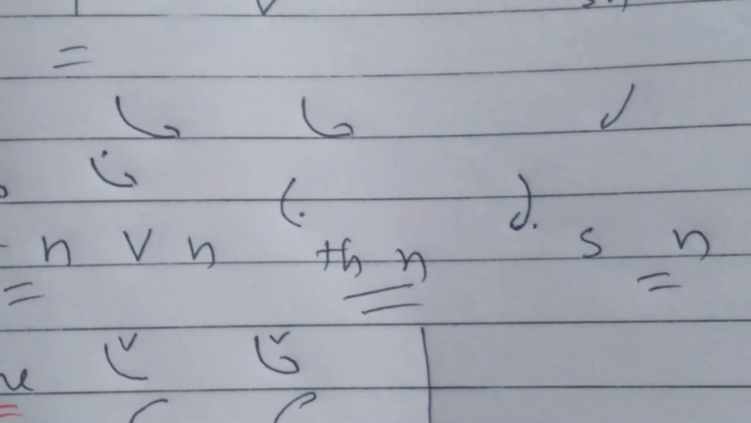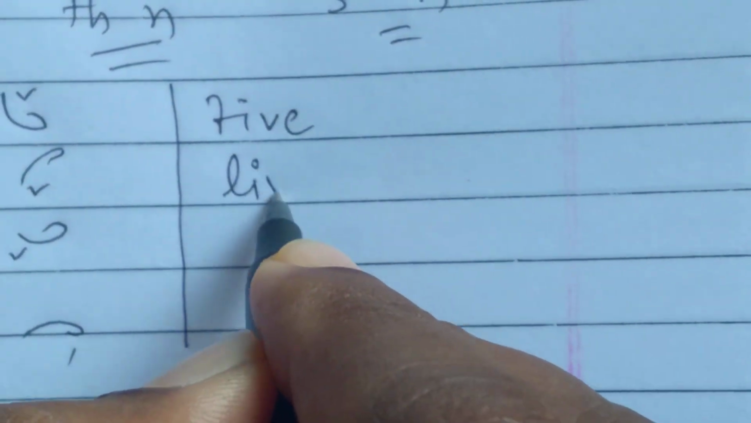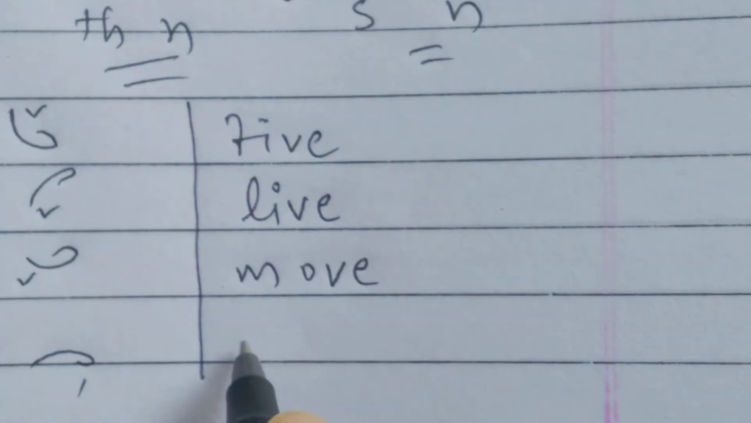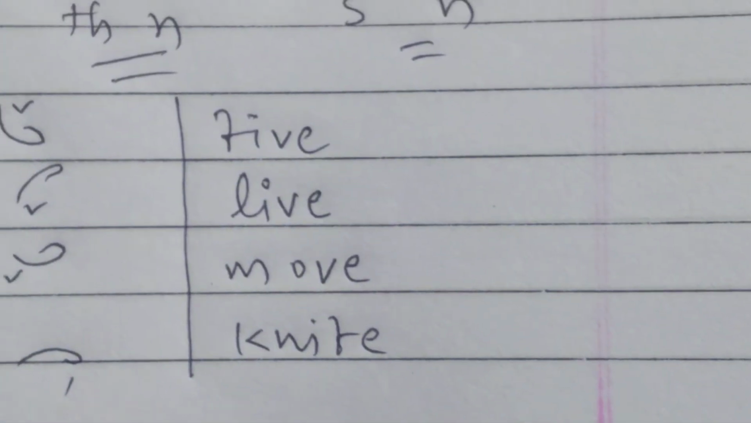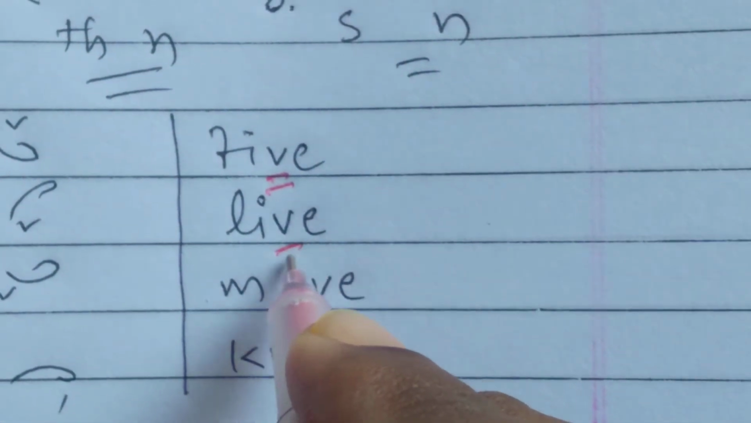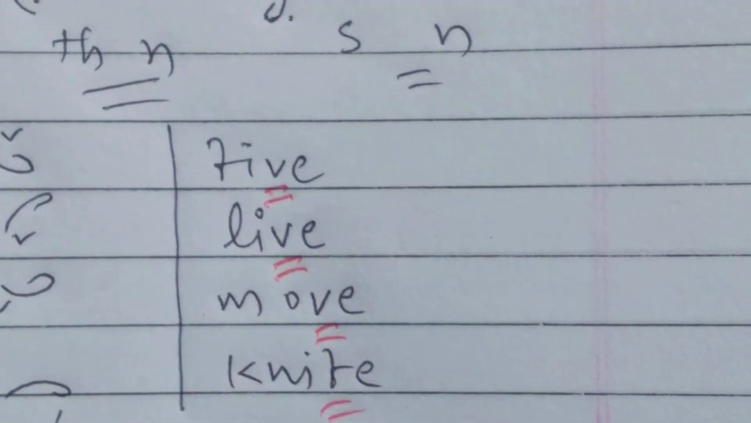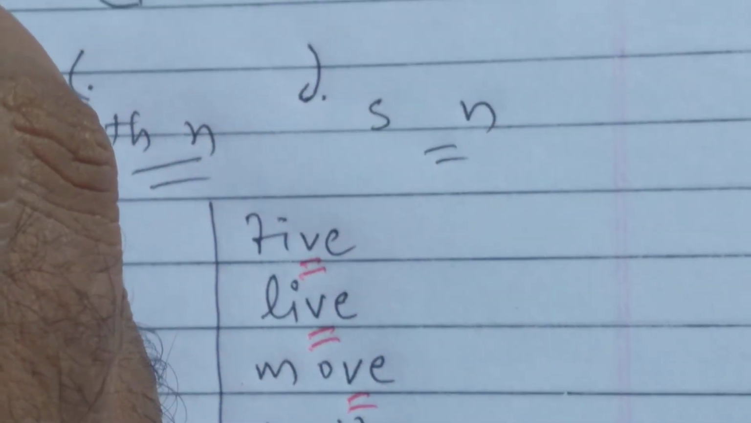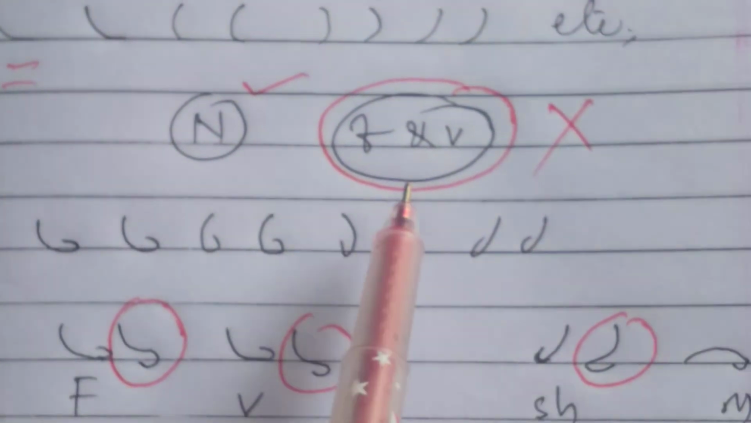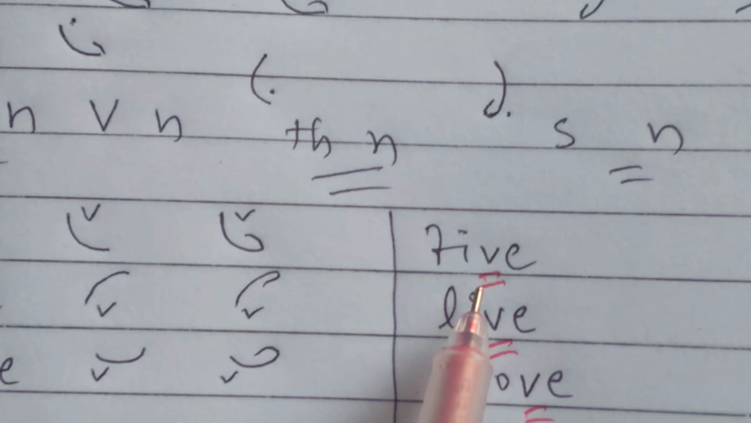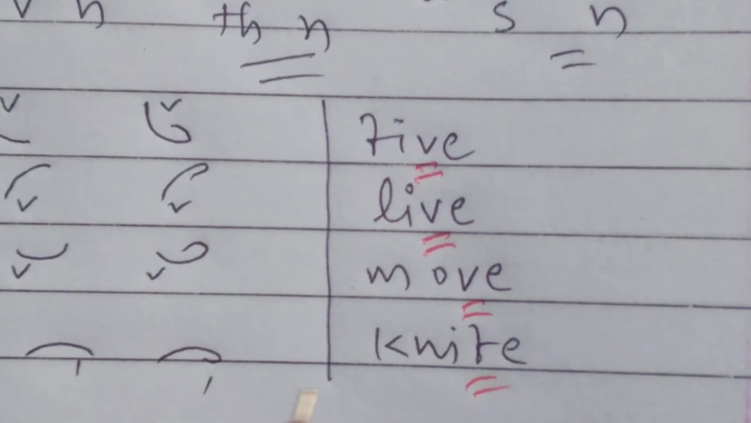Now a few more examples I am writing here, just observe. FIVE, LIVE, MOVE, KNIFE. Just observe the sounds here. V sound is there, V sound, F sound. What I told you here, for curved strokes we can use only the N sound, but not F and V. But here V sound and F sound are there.